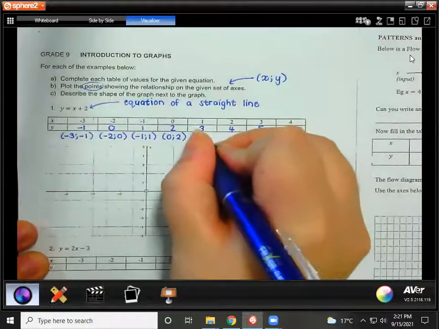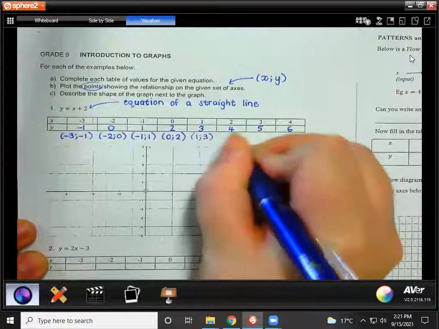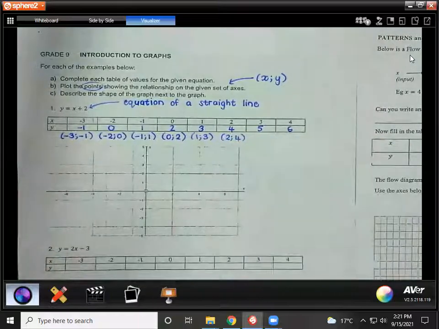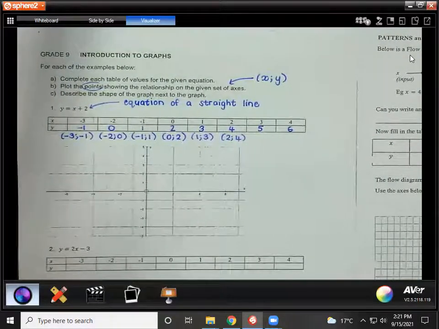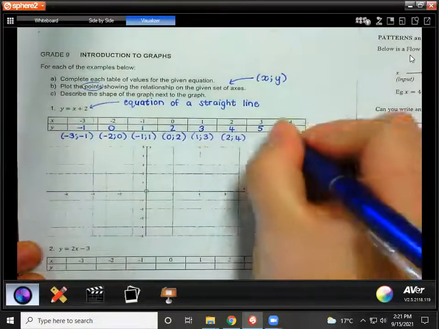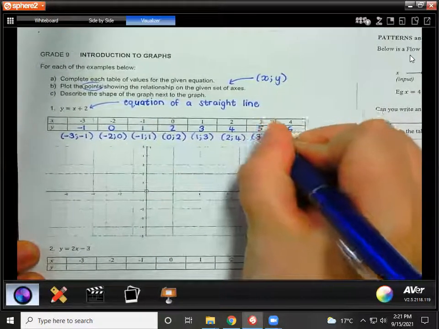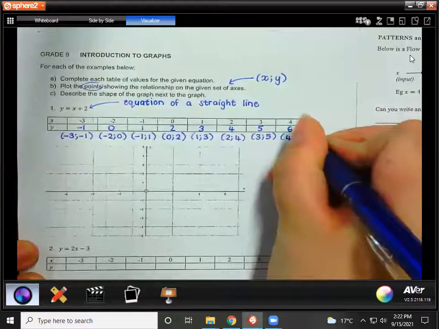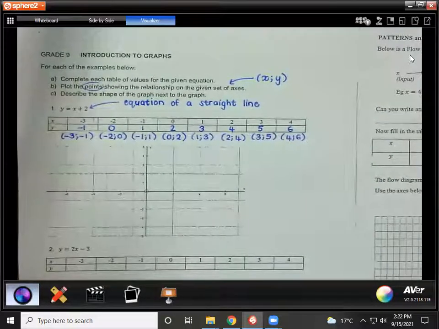And we do that all the way along. Right? We put the x value and the y value that we get when we put that x value into the equation. That will give me a point. 3, 5 is the next one. And 4, 6 is the following one. Now, these are the points that we have to plot.